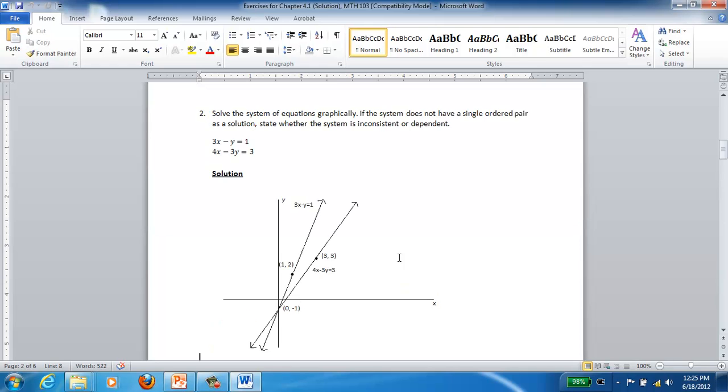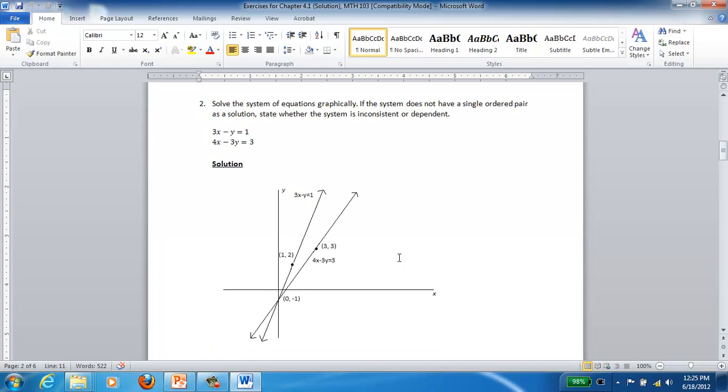Example 2. Solve the system of equations graphically. The system here is 3x minus y equals 1 and 4x minus 3y equals 3. Once again, graph the two systems by plotting some points and connecting them as we have done in earlier sections, or by putting the two equations into the slope-intercept form and using the calculator to graph them.